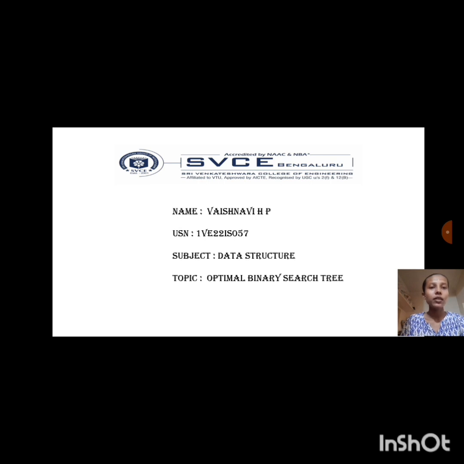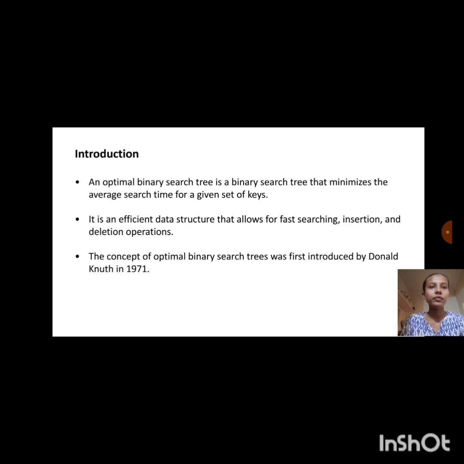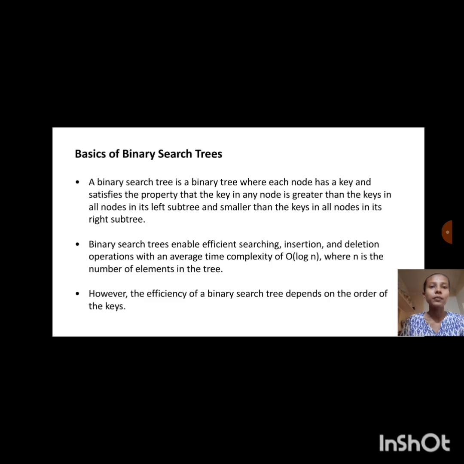The subject is data structure. The topic is optimal binary search tree. Introduction. An optimal binary search tree is a binary search tree that minimizes the average search time for a given set of keys. It is an efficient data structure that allows for fast searching, insertion, and deletion operations. This concept of optimal binary search tree was first introduced by Donald Knuth in 1971.